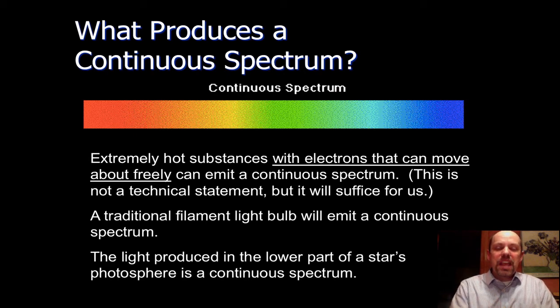Photo means light. And so that part of a star is actually made of charged particles that are flying around. We call that plasma. And charged particles are moving freely, so we got that. And of course, stars are crazy hot, so we've got a hot substance with electrons that move about freely. Just to clarify, this is a lower part of the photosphere, so that part makes a continuous spectrum, but the star as a whole, by the time the light gets out of the star, is not going to look like a continuous spectrum anymore. It's going to look like something else, which we'll get to in a moment.